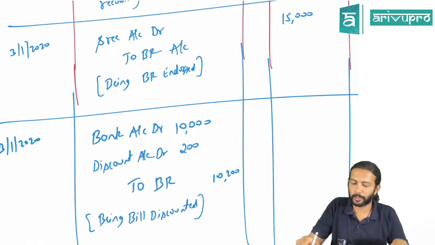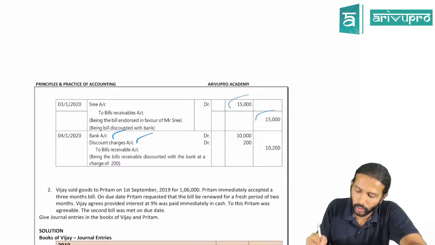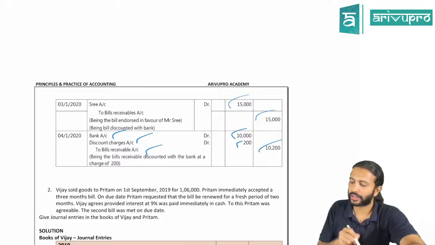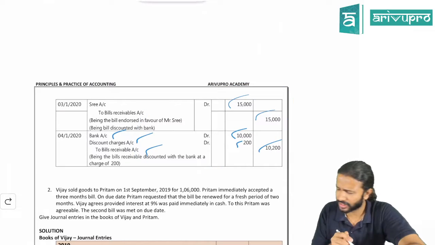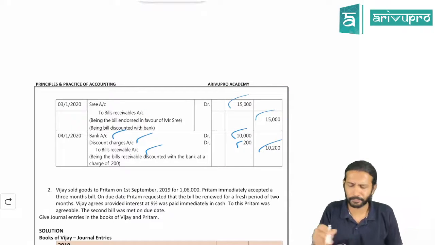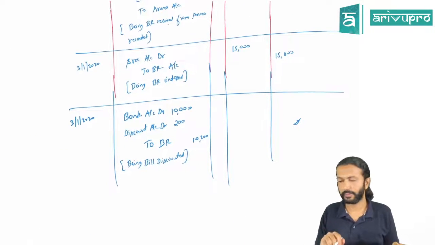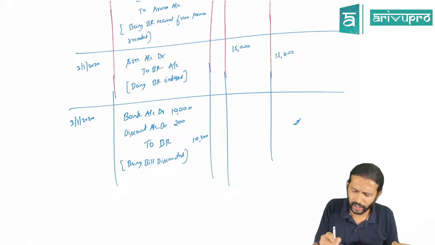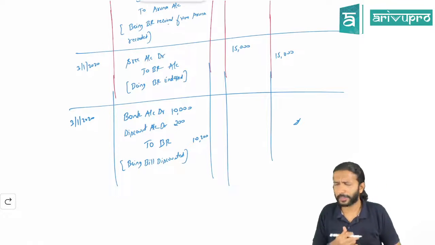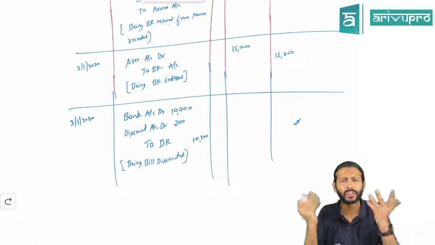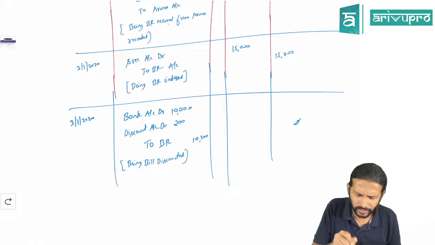Okay, this is the entry they have passed here. Bank account debit, discount account debit to bill receivable account 10,200. You don't have to write discount allowed or anything, just writing discount is fine. It's understood. If you're debiting discount, that means it's a loss. If you're crediting discount, it's an income. So here we just write discount.